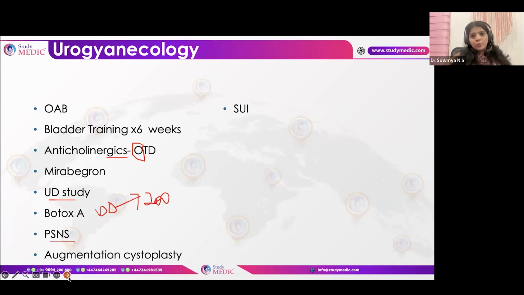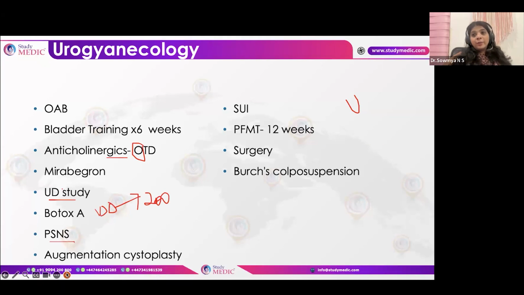When it comes to SUI, the problem with SUI is that during coughing, laughing, there is a leak. So the first thing you do is supervised pelvic floor muscle physiotherapy or treatment, which is for 12 weeks. If not better, you go for surgery. But before surgery, you need to do a urodynamic study again. And Burch colposuspension so that the urethra gets elevated.